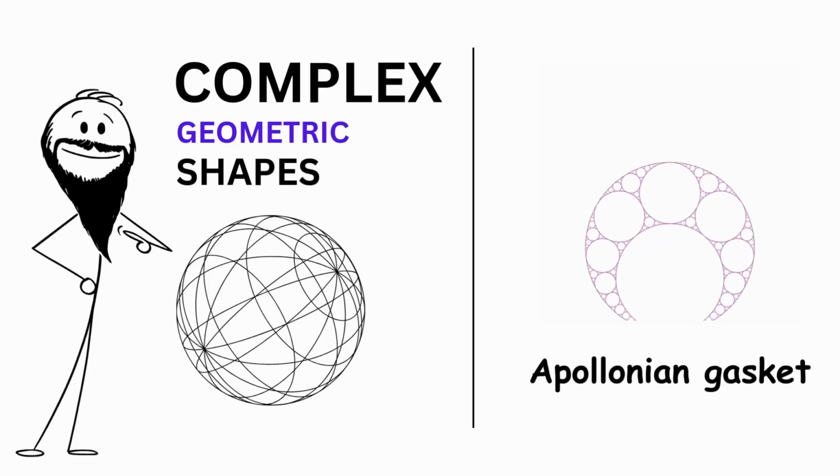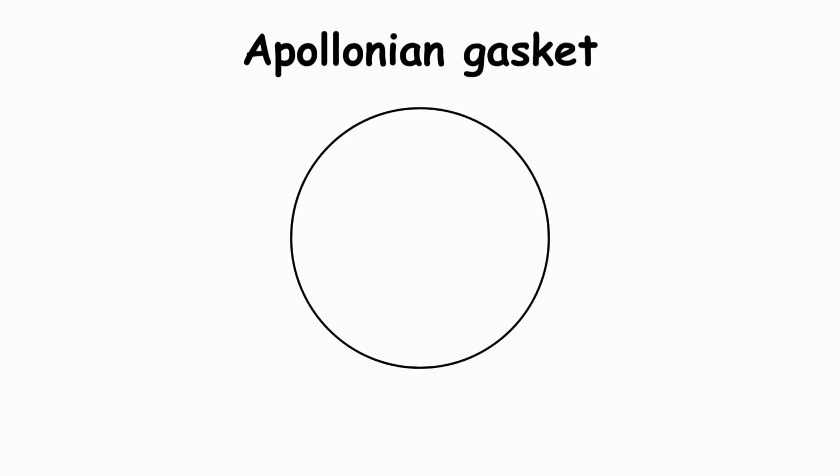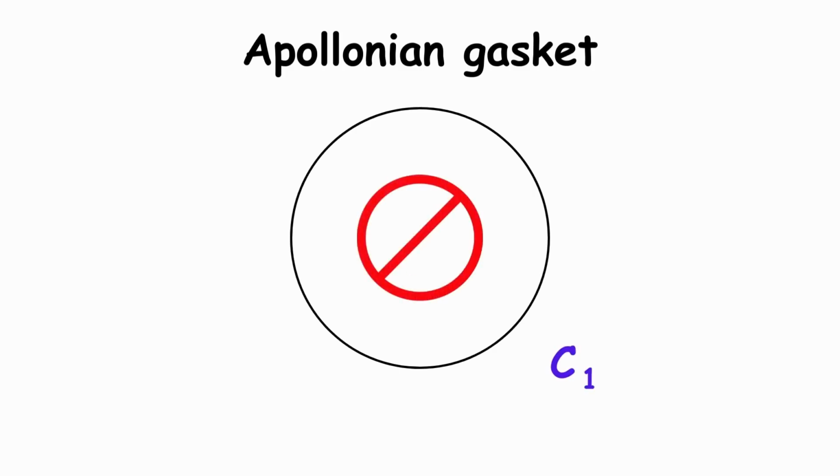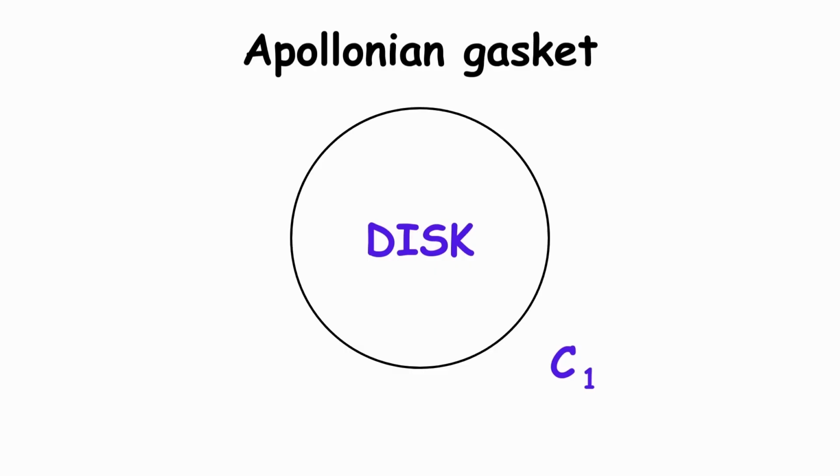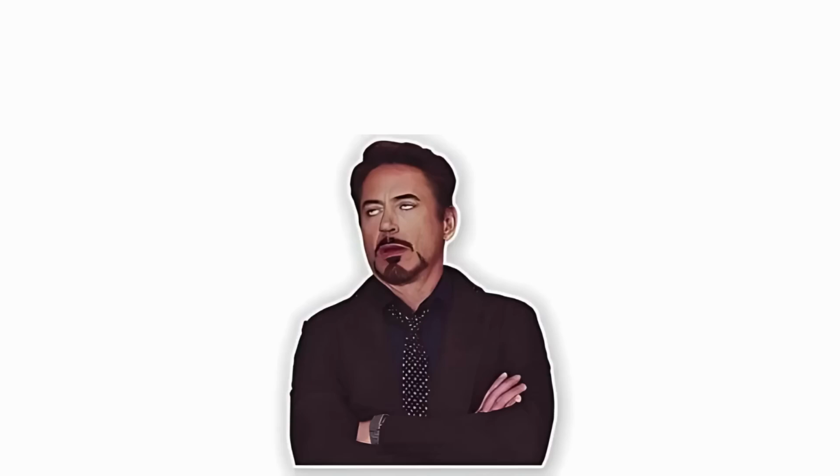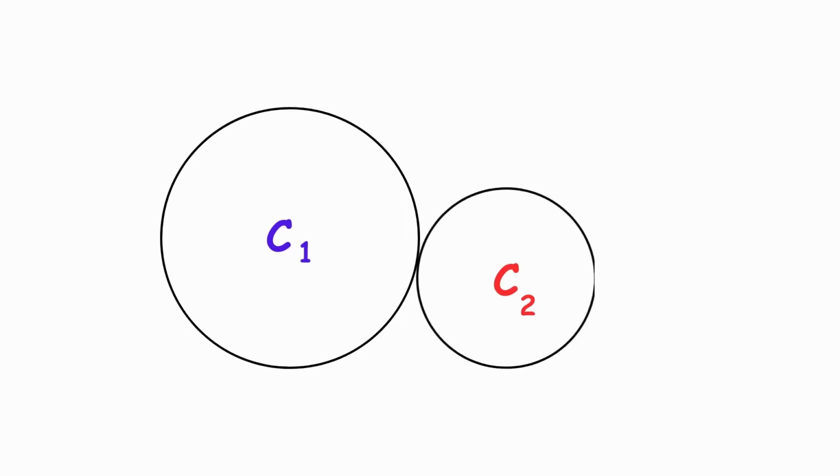Apollonian Gasket. Let's start by drawing a circle, named C1. Note that we're not including the inside region as a part of the circle. That region is called a disk in math terms. Anyway, draw a second circle, C2, that touches C1 at just one point.